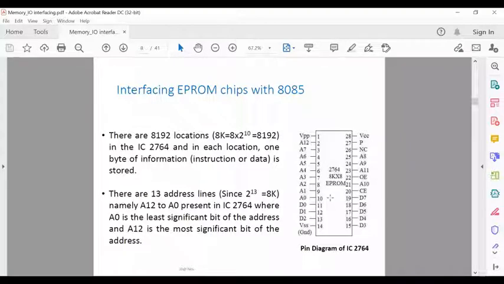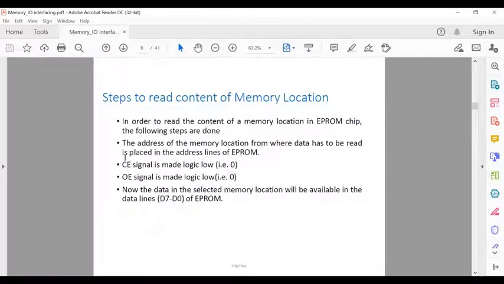That's why this CE signal is there, chip enable. This is a chip, so without enabling this chip you can't do any operation. Your first step is to enable this IC, which is done using the CE bar signal. Then the OE bar signal is made low if you want to read something from this device. OE bar means output enable.